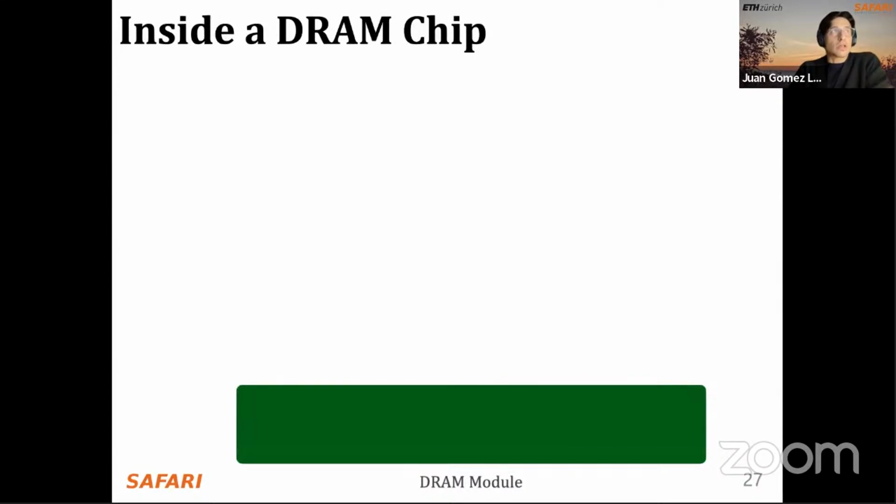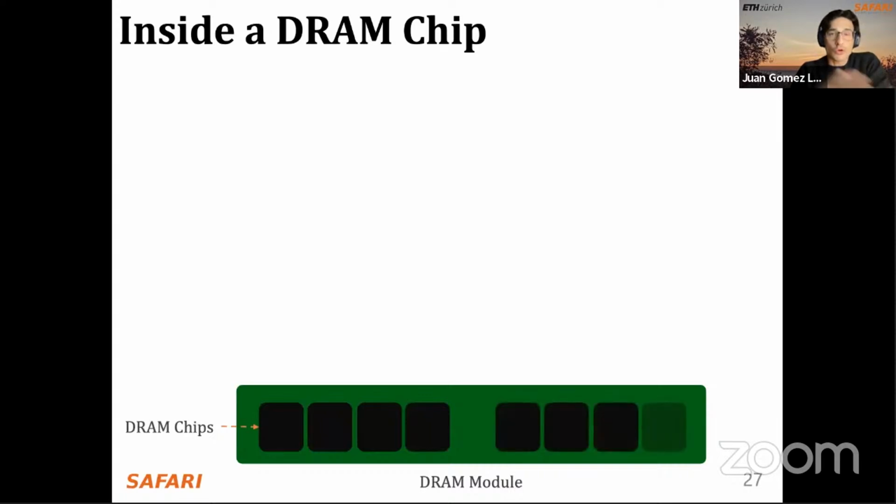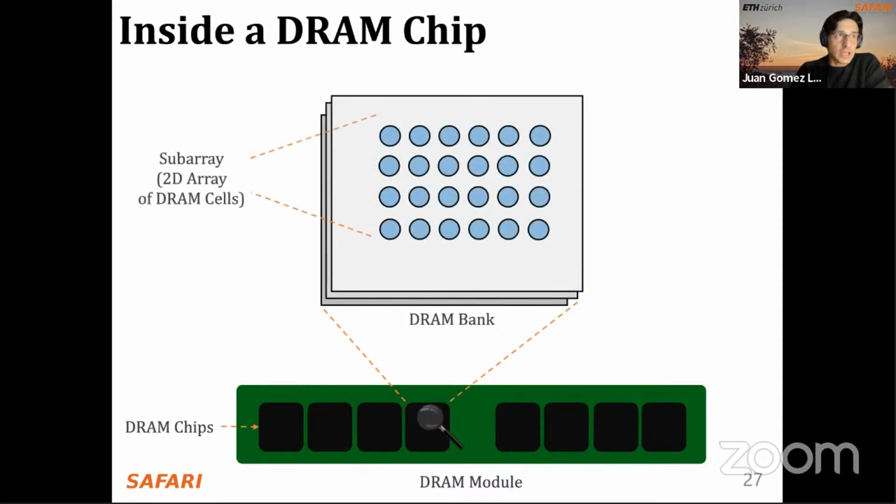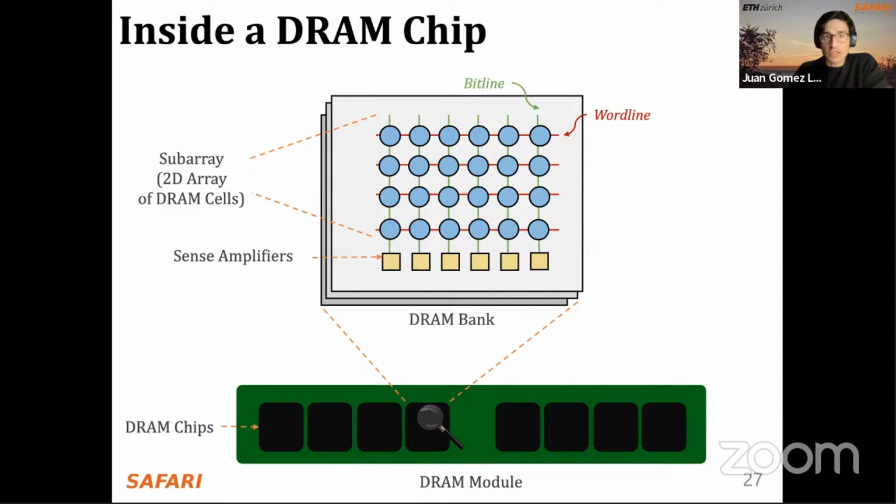So let's start with a little bit of background. First of all, inside the DRAM chip, you know that DRAM modules are composed of DRAM chips, and inside each DRAM chip, we have multiple banks. Inside each bank, we have several subarrays that are 2D arrays of DRAM cells, and these DRAM cells are connected by word lines and bit lines. The bit lines end in sense amplifiers, and the whole group of sense amplifiers connected to a subarray is what we call the local row buffer.